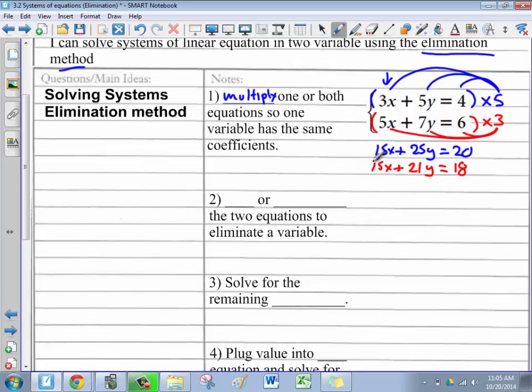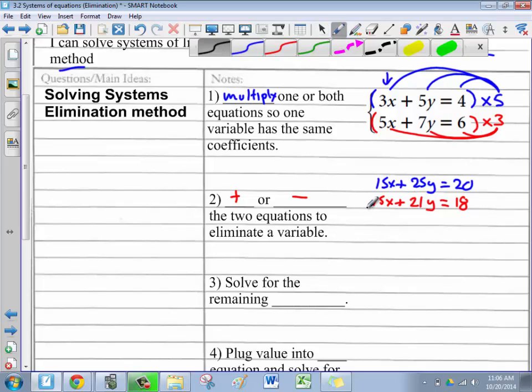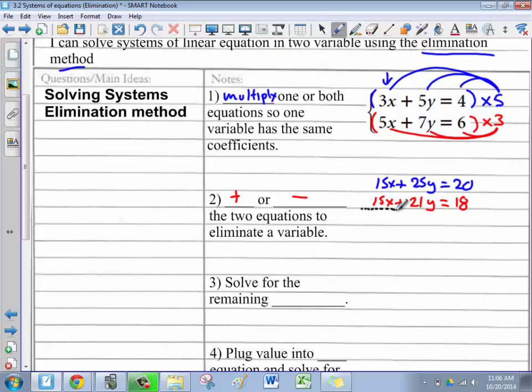Now, step 2 is to add or subtract the two equations to eliminate a variable. So let's take these two equations that we just wrote. Actually, we'll move them up a little higher. It doesn't matter the order they're in. We're going to add or subtract these two so one of the variables goes away. We're focusing on the x's, so let's not change this up.